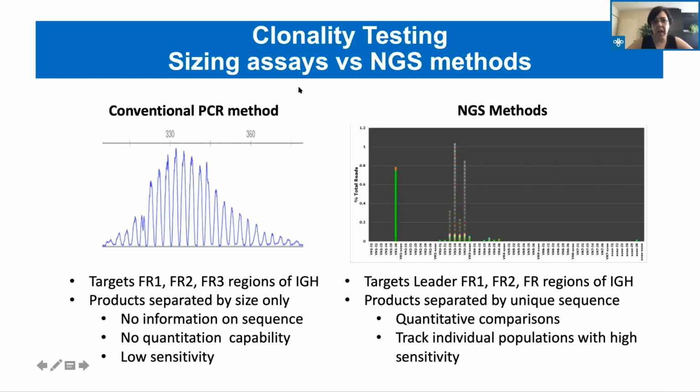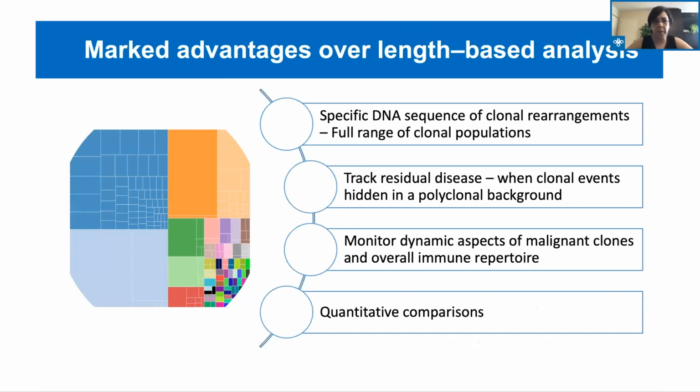On the other hand, we have NGS methods, which target similar regions, FR1, FR2, and FR3, but also target the leader portion of the gene. In this case, the products are separated not by size alone, but also by the unique sequence. It also allows you to do quantitative comparisons and track individual populations, not only the clonal population, that is the malignant one, but also the polyclonal background.